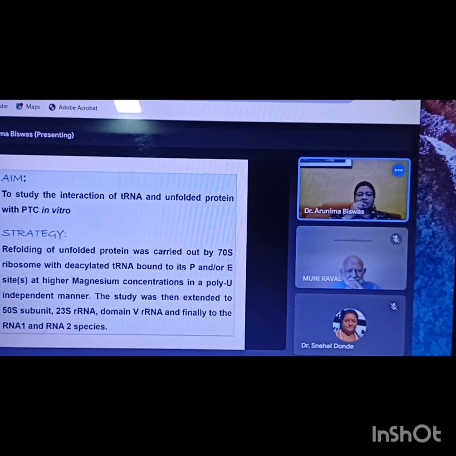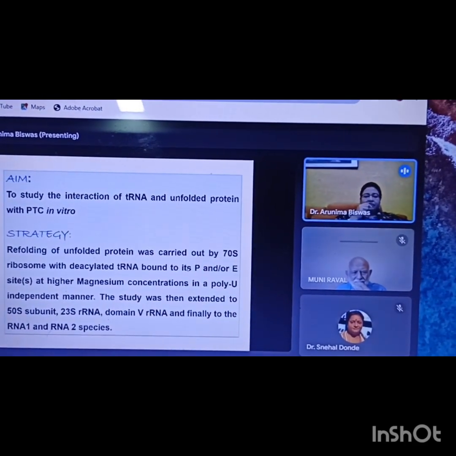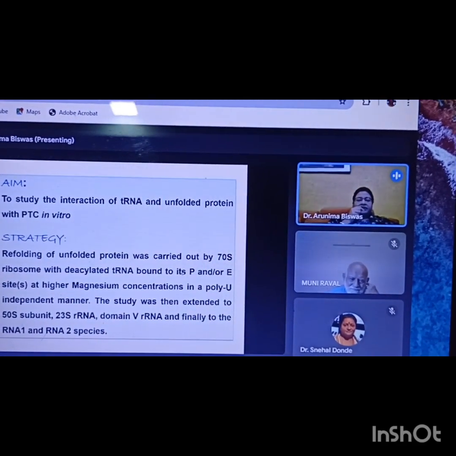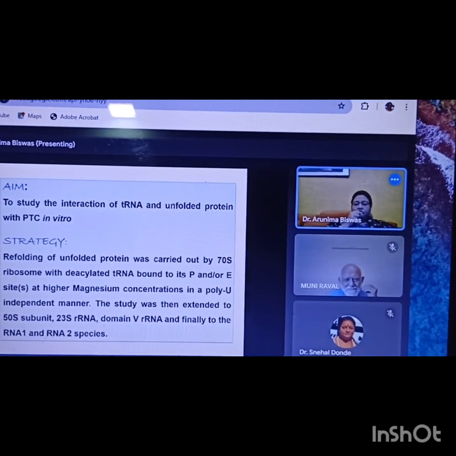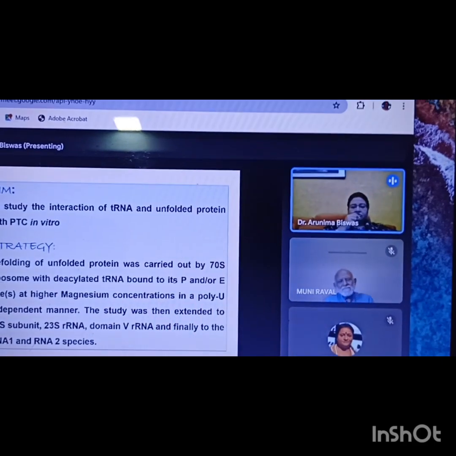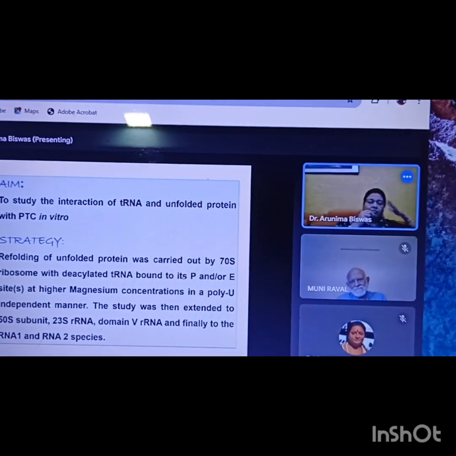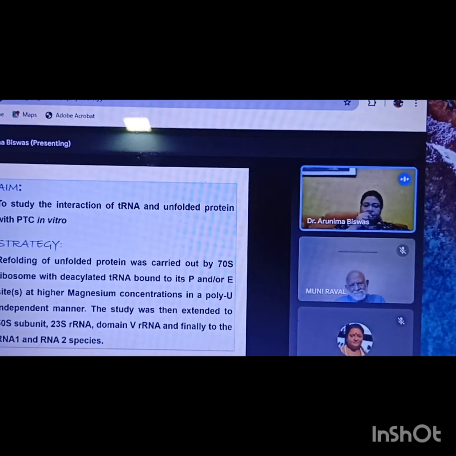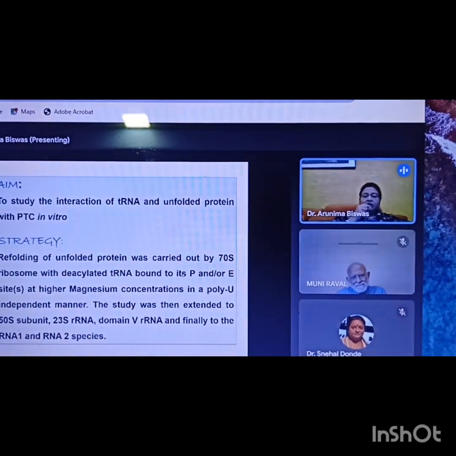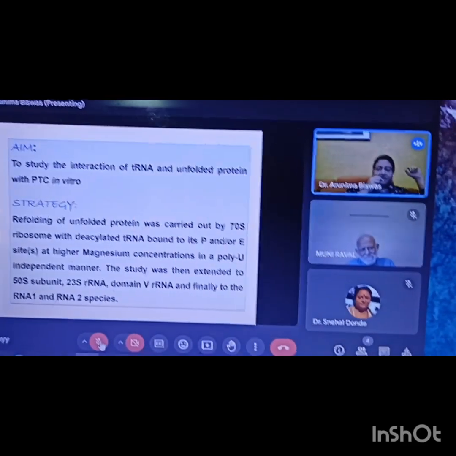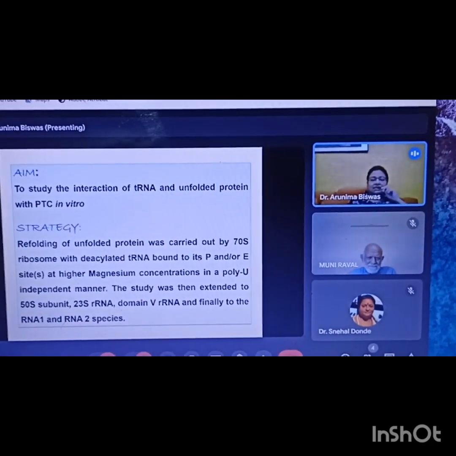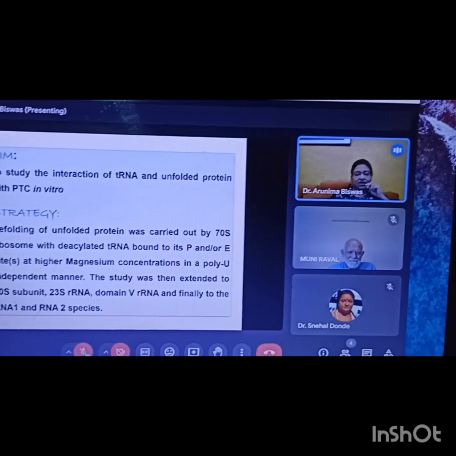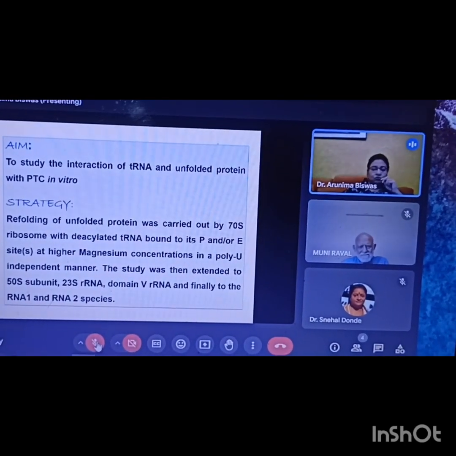The strategy was that we unfold a protein and then try its refolding by the 70S ribosome. We tried it with deacylated tRNA bound to P and or E sites. There's a protocol by Noller and his group, where if you use higher magnesium concentrations in a poly-U independent manner, tRNA can bind to P and E sites. Then we extended the studies to 50S, to its 23S, to domain 5, and finally to the RNA1 and RNA2 species.